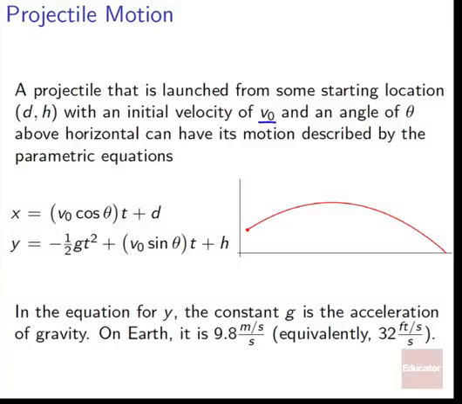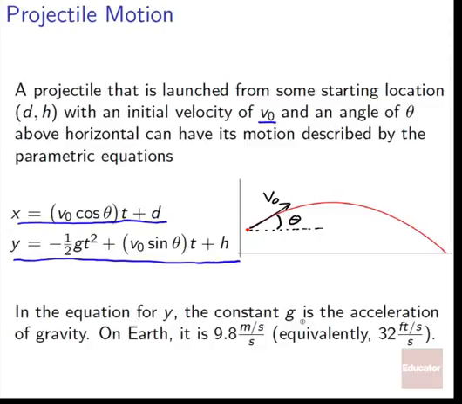above the horizontal. If we wanted to draw that in here, then this here would be our angle theta, and this is our V naught. How fast did we start out before gravity started to affect us and pull us back down to the Earth? So we've got these ideas here, can have its motion described by the parametric equations x equals v naught times cosine theta times t plus d, our starting horizontal location, and y equals negative 1/2 g times t squared plus v naught sine theta times t plus height.